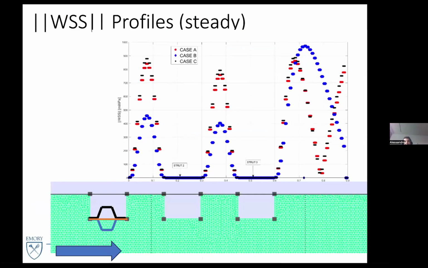And honestly, I found that the profiles of the wall shear stress are not trivial, in the sense that, in particular, when I have an extrusion, I have a reduction of the wall shear stress, and I was expecting this, but I was not expecting an increment of the wall shear stress downstream. So apparently downstream, the presence of an extrusion increases the wall shear stress, which is a good thing, by the way.